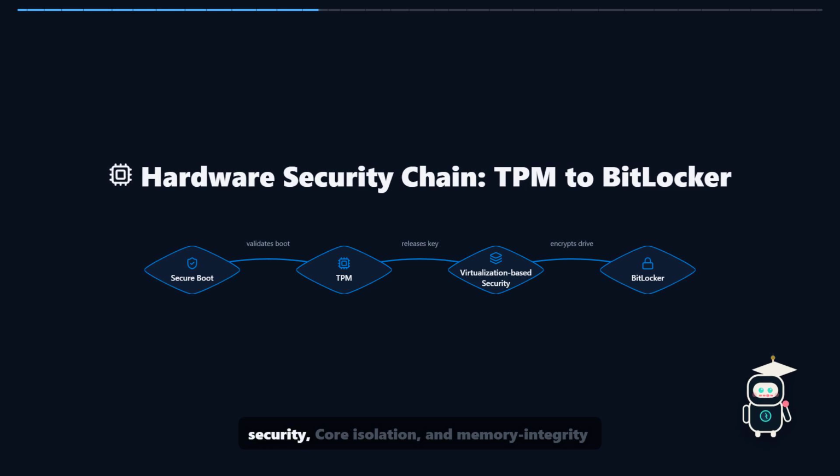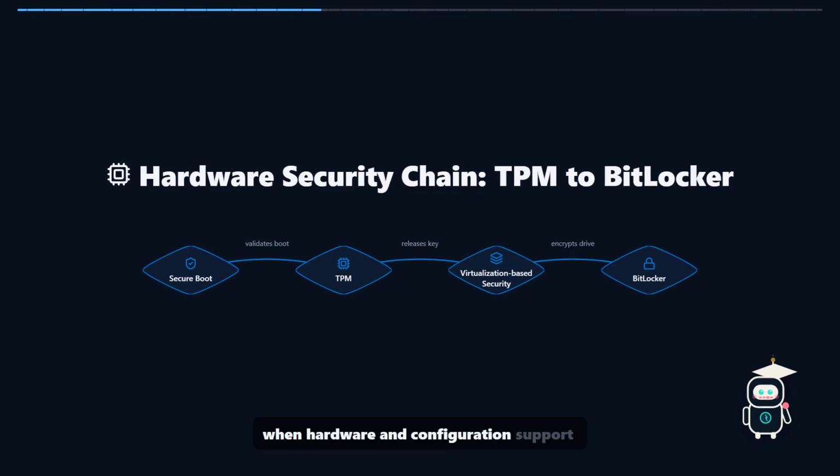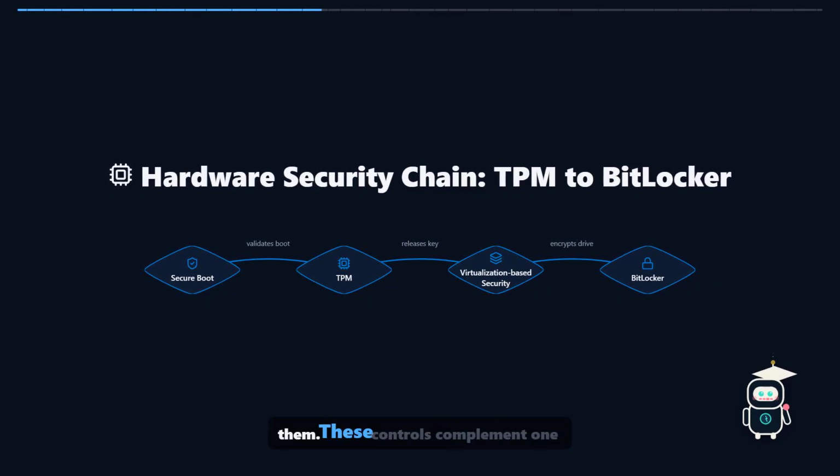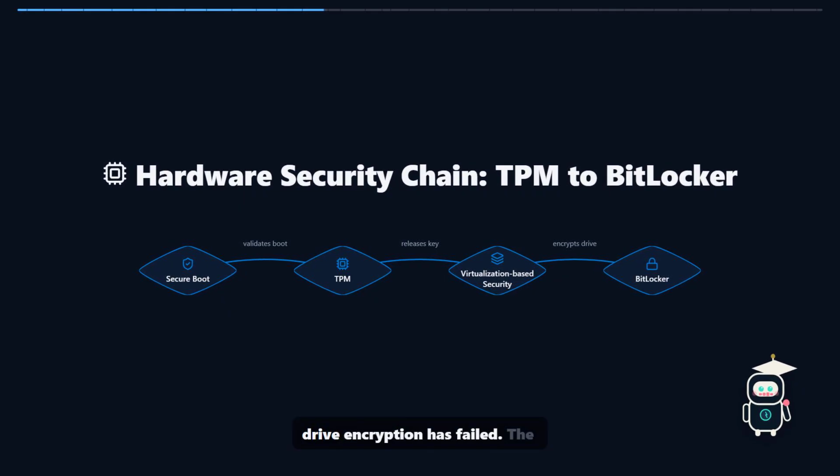Virtualization-based security, core isolation, and memory integrity features are separate protections that can help defend Windows from certain kernel and credential attacks when hardware and configurations support them. These controls complement one another. Do not treat them as a single chain where disabling one feature means all drive encryption has failed.